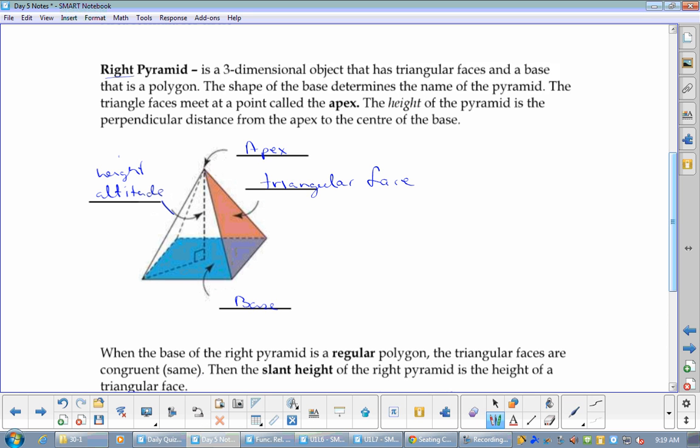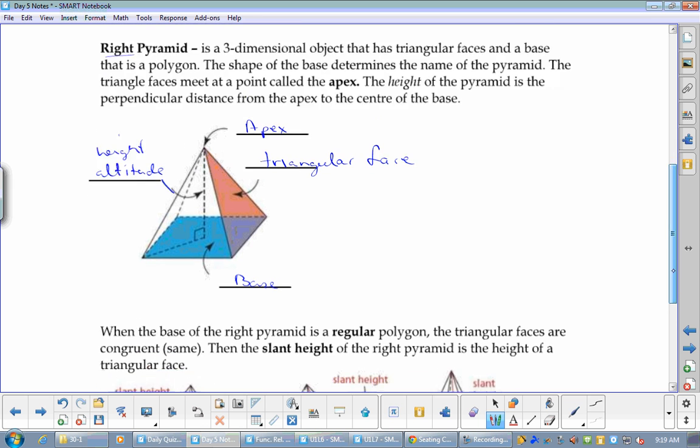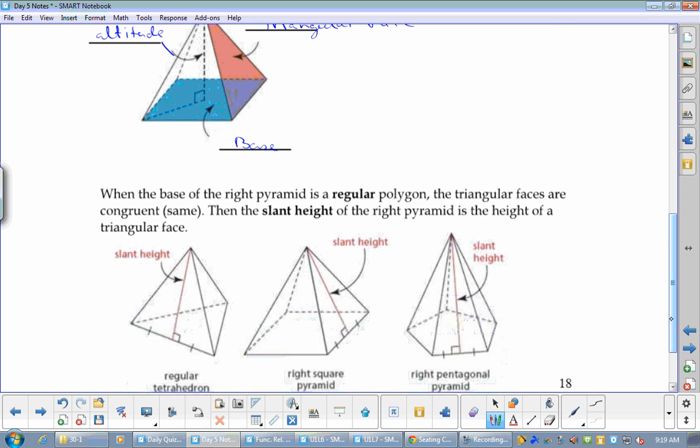Now, there's one thing that we have to really think about, and that's how we got 4 triangular faces. I get it. But how are we going to find the area of that face? We need what's called the slant height.